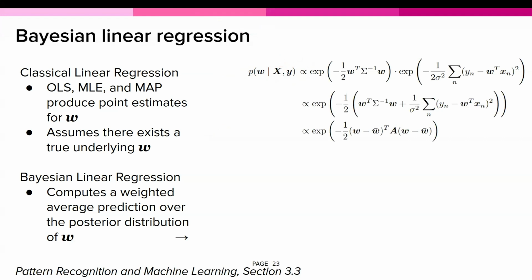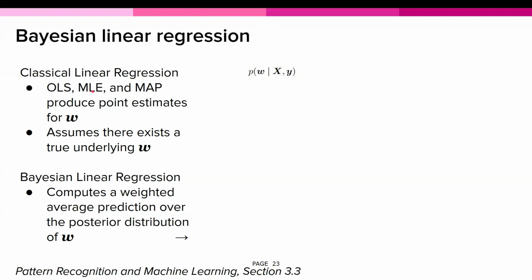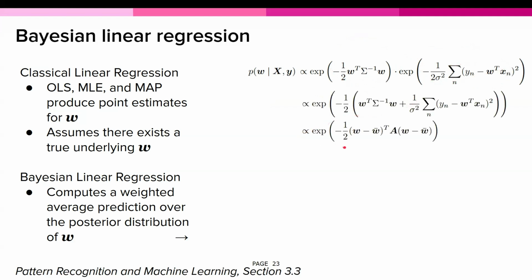If we assume a Gaussian prior for the weights, specifically a prior on W with zero mean and some covariance matrix, as we just did, and that the likelihood also follows a Gaussian, then the posterior distribution is also going to follow a Gaussian, but with a different mean W bar and a precision matrix A, which is the inverse of a covariance matrix.